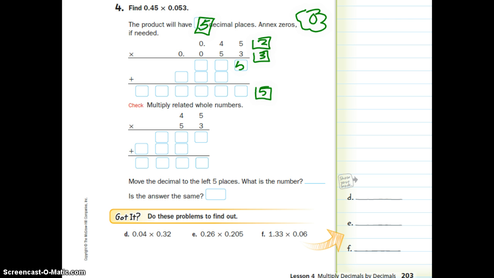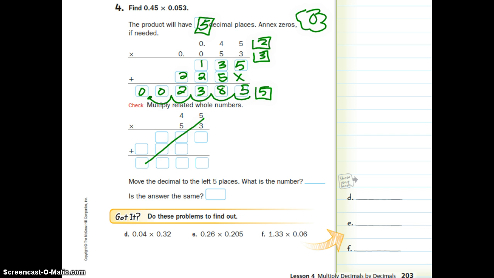That's a 15, carry a 1, that's a 13, that's an X. That's a 25, 2, that's a 22, that's a 5. That's an 8, that's a 3, that's a 2. We've got 1, 2, 3, 4. We need 1 more. And there you go. So in this case, it's 0.02385.